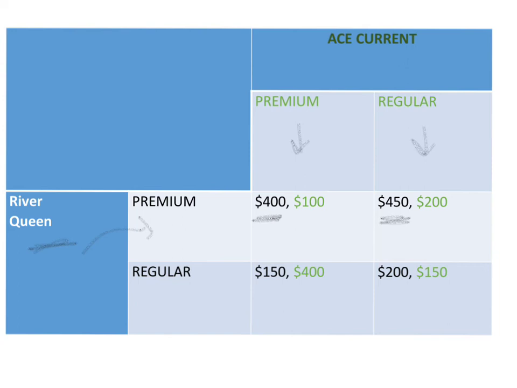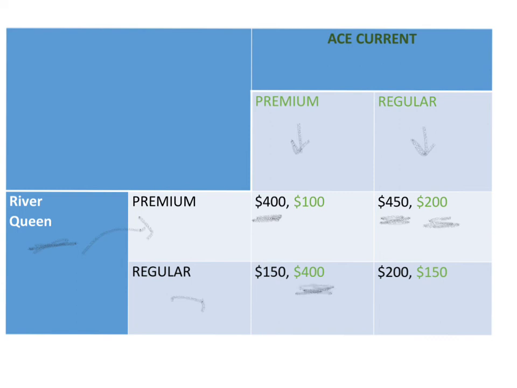Now, if we look at things from the perspective of Ace Current, Ace Current has to consider what River Queen will do, okay? So if River Queen were to go premium, then Ace Current can either do 100 or 200. They would pick regular. They would do 200. If River Queen goes regular, then Ace Current can either do 400 or 150, and they would choose 400.